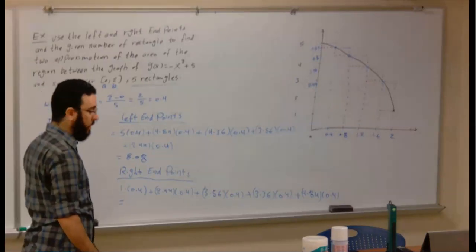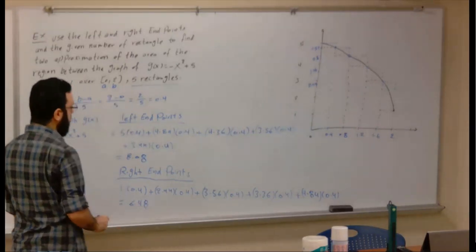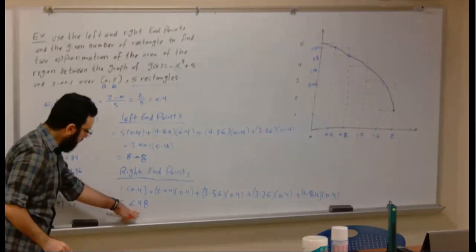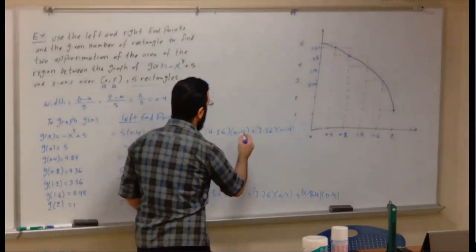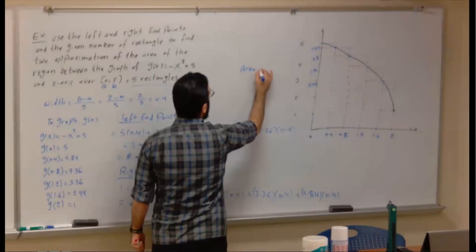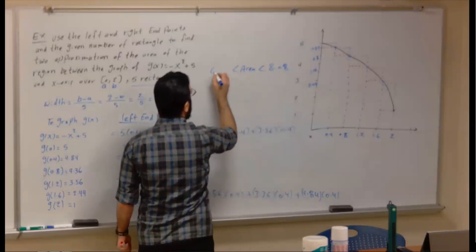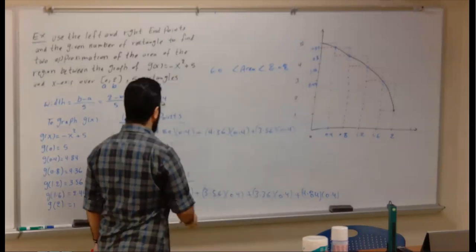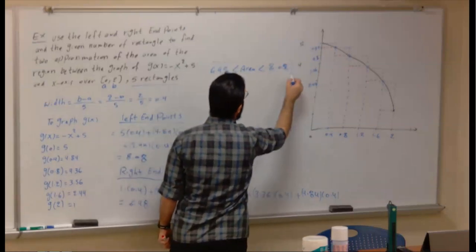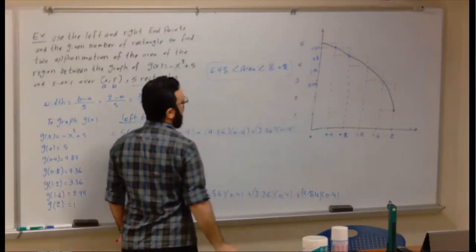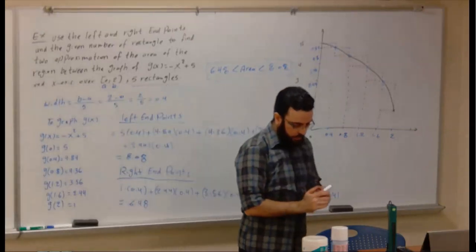Got 6.48. Okay, if you see now, 6.48 and 8.08, that means our area is between 8.08 and 6.048. So the approximation area is going to be between these two, the left end points and the right end points.